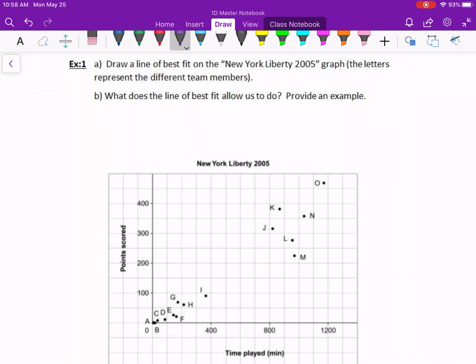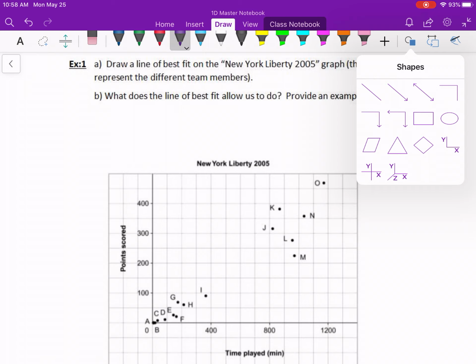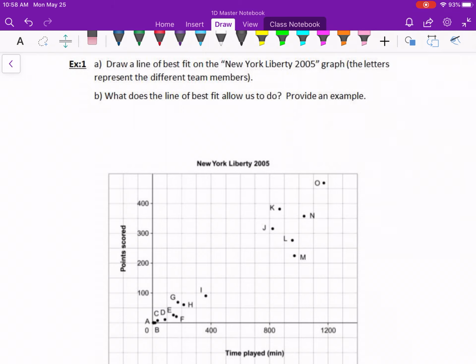So, ignoring all that for now, just drawing the line of best fit. This one does, to me, look like it starts at 0-0, and that makes sense, right? Because if you play 0 minutes, then you're probably going to score 0 points. But even still, it doesn't have to go through 0-0. A line of best fit should just follow the pattern that you see. And for me, I think it's pretty much like this.